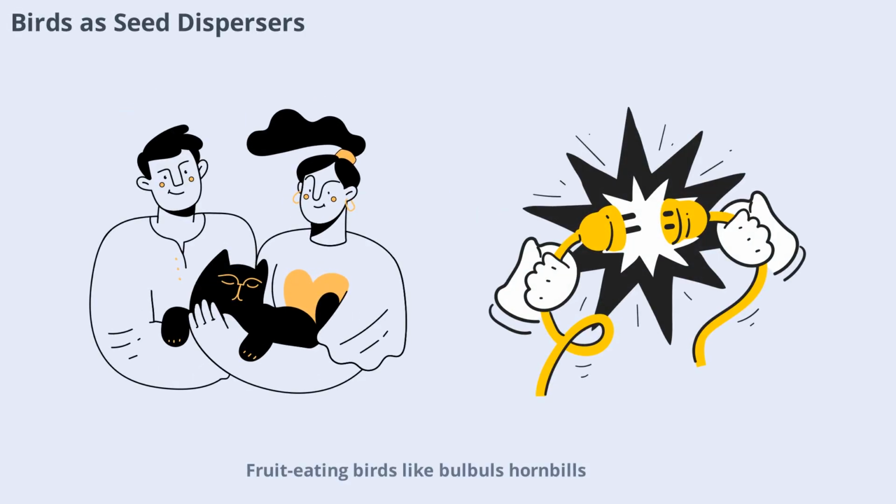Fruit-eating birds like bulbuls, hornbills, and starlings help disperse seeds across forests. As they eat fruits, they carry seeds to new locations, often far from the parent plant. Some seeds, like those of figs, require passage through a bird's digestive system to germinate. This process supports forest regeneration and the spread of plant species, making birds key players in ecosystem health.